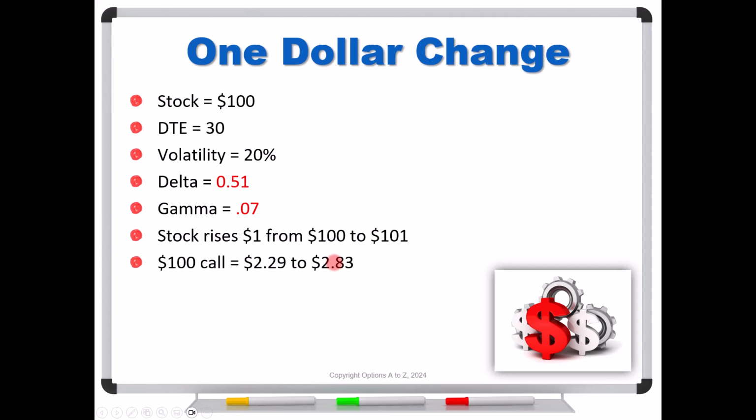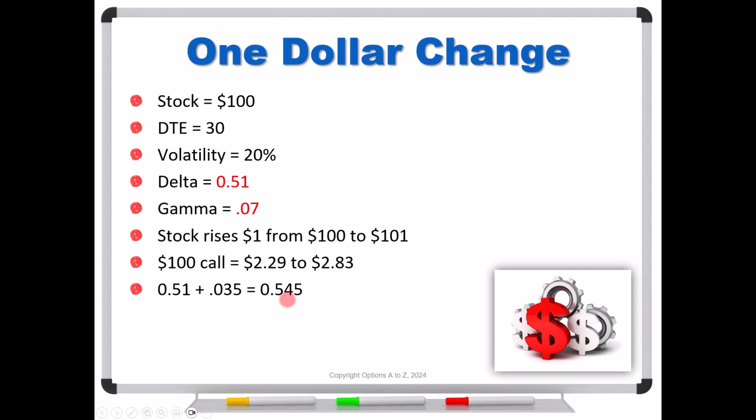So how can we get a better approximation? Well, we're going to use our delta like we did before, 0.51, but we're going to take gamma, 0.07, divided by 2, which is 0.035, right there. So we're just taking delta plus this number divided by 2. So we take 0.51 plus 0.035, we get 0.545. See, now that's a little bigger than our 0.51 delta. And so this is going to give us a better approximation.